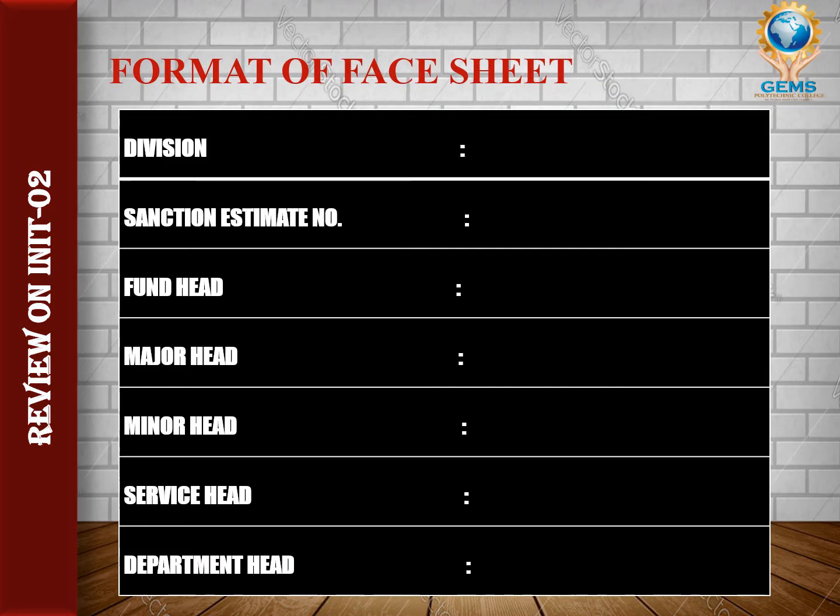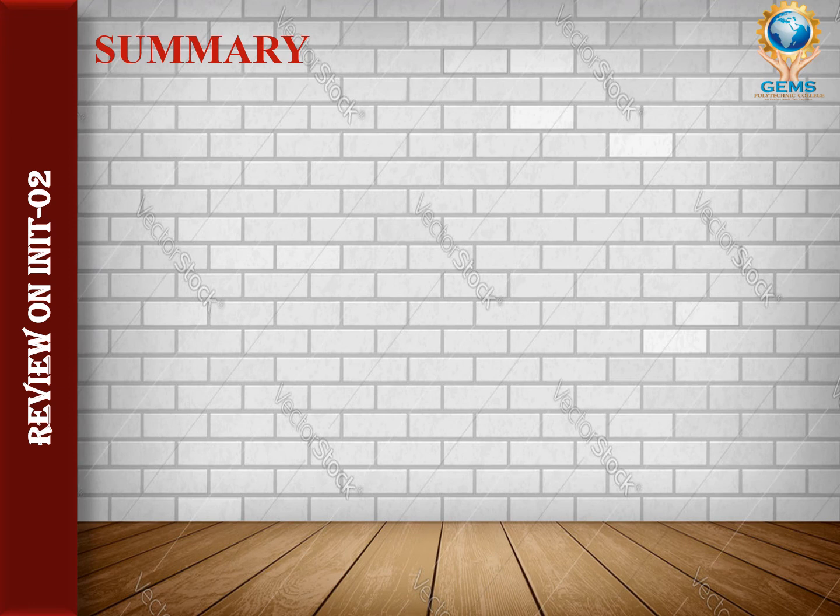Then the face sheet. The face sheet will have the division, sanction, and estimate number. Why are we doing this estimation? To get sanction and approval for our building. We are doing this detailed estimation for that. Through this face sheet we will get all the information, including signatures: minor head, department head, everyone's signature, and the place where the construction is located. So everything about it will be in the face sheet.